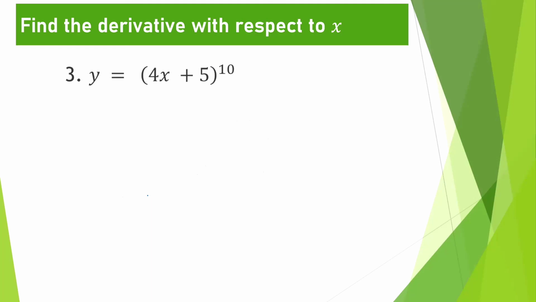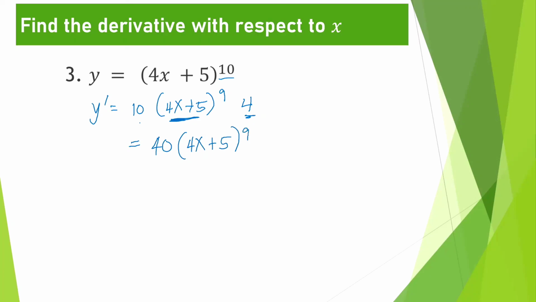Okay, fast forwarding our timer. We will be using the chain rule now. So y prime will be, we bring down 10, then copy the base first. Don't get too excited to take the derivative. Then raise to the 9. Only in the third step do we differentiate the base. So we focus on the base, and the derivative of that is 4. Notice that we can combine 4 and 10, so this will be 40 times 4x plus 5 raised to the 9th power. So that's it for this derivative.